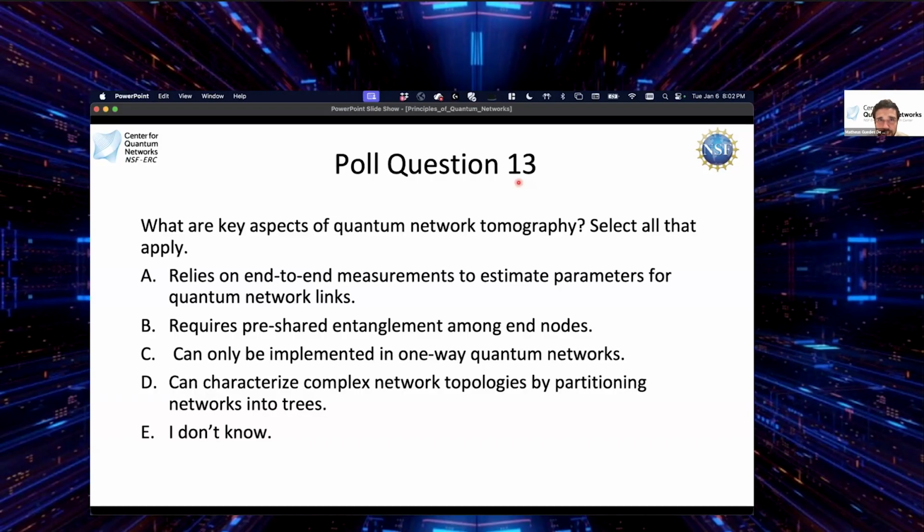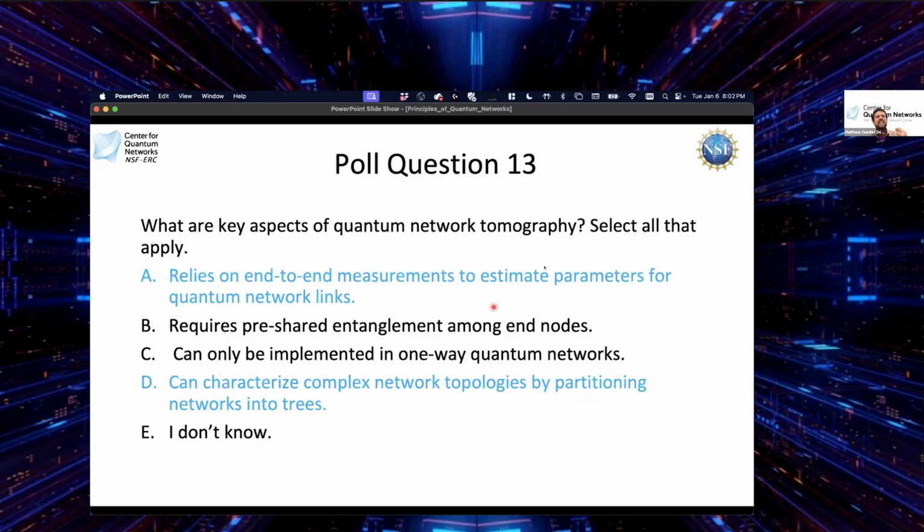Okay, so let's see the answers. I think most people selected the correct answers. That is, network tomography does rely on end-to-end measurements to estimate parameters for quantum network links, and it can characterize complex network topologies by doing tree partitioning.